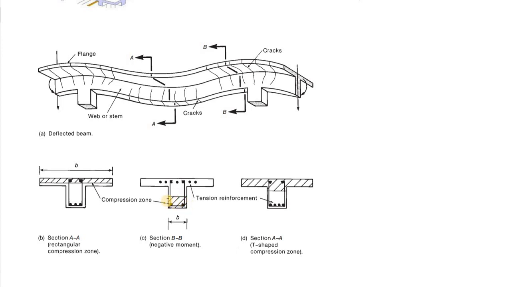Whatever we have discussed so far applies to a rectangular compression zone. For the negative moment at section BB, the compression zone is always rectangular. However, for the mid-span, there are two possibilities. If the compression zone lies completely in the flange, it is a rectangular compression zone. But in the other possibility, compression is still on the flange side, but the compression zone extends down into the web, so it becomes a T-shaped compression zone.